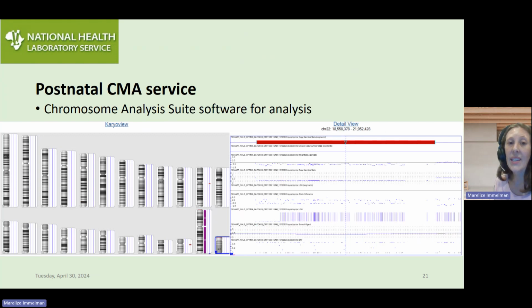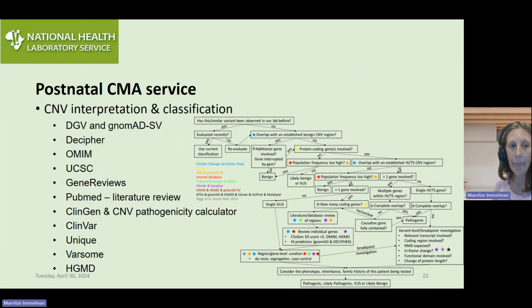The software that is used for data analysis is called the Chromosome Analysis Suite software, and this is an example of what the software looks like. We follow a lengthy process during the interpretation and classification of findings, as can be seen in this diagram, and we use a number of databases and also published literature, for example, Nomad SV, Decipher, OMIM, Literature Search, the ClinGen copy number variant pathogenicity calculator, and also unique ClinVar, VARSOM, and others.